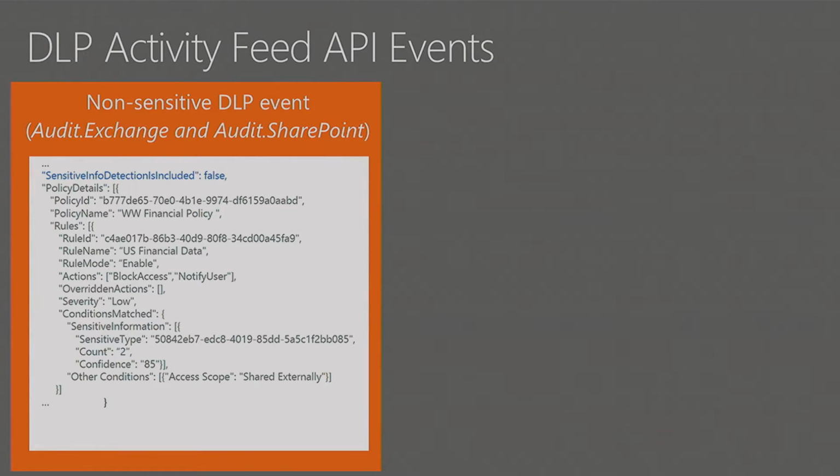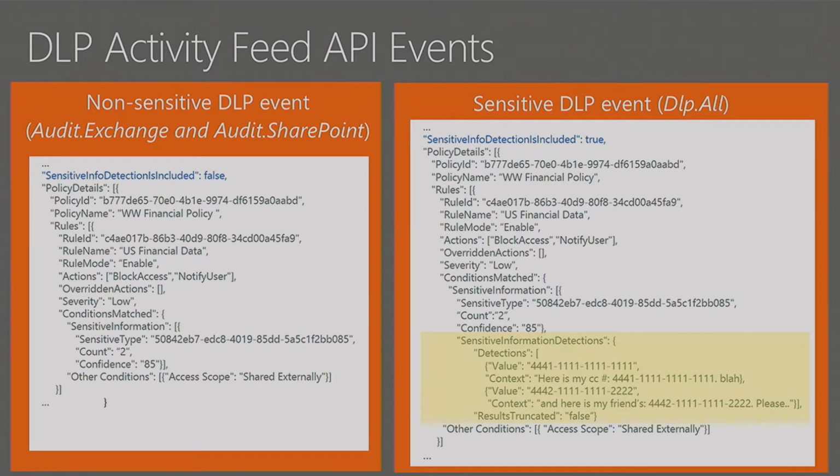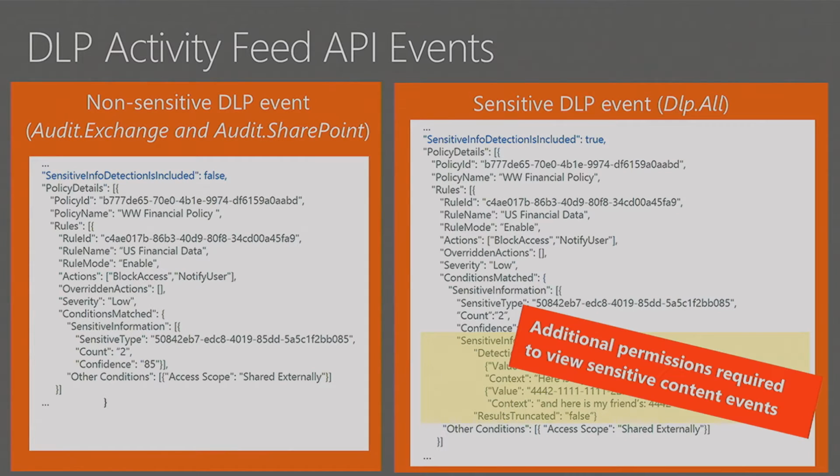So just a real quick example, just to make this more concrete. This is what the data inside the feed looks like. This is just a partial extraction of a single DLP event. And you see you get some of the metadata there. And in particular, that top blue field that I've labeled in blue, you see sensitive info detections is included. That's false. Here's the same event, but now in the sensitive data feed, the DLP.all. And now that sensitive info detection is included is true, and you can see in the yellow, there are some new fields that are added. And that's where we put the actual value of the sensitive data and the context. And obviously, as I said, you need additional permissions.